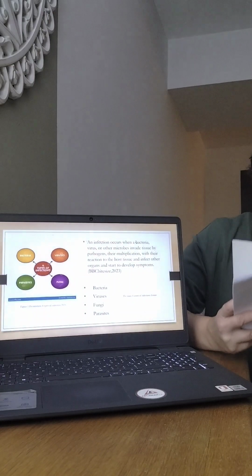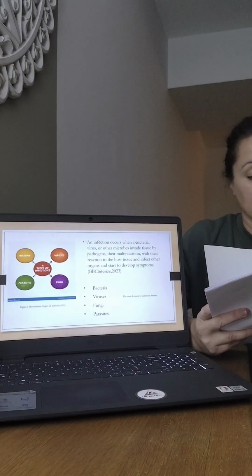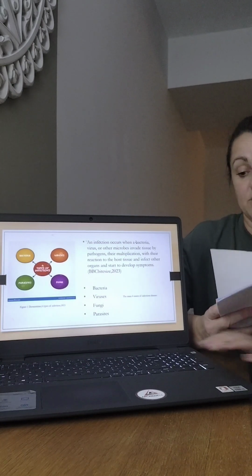What is an infection? An infection occurs when bacteria, viruses, and other microbes invade tissues as pathogens. Their multiplication and their reaction to the host tissue infects other organisms and starts to develop symptoms. The four main causes of infectious diseases are bacteria, viruses, fungi, and parasites.